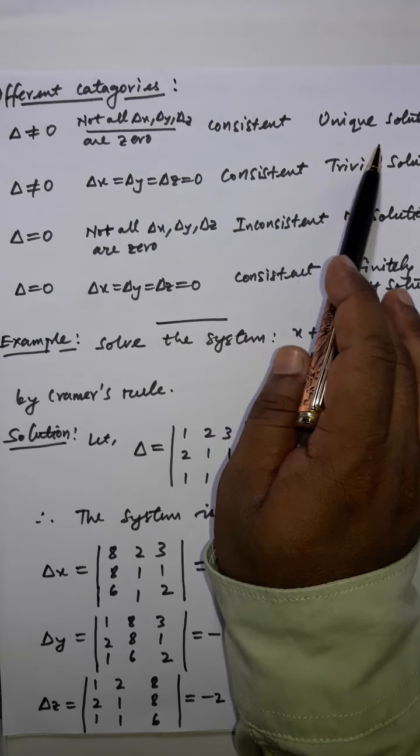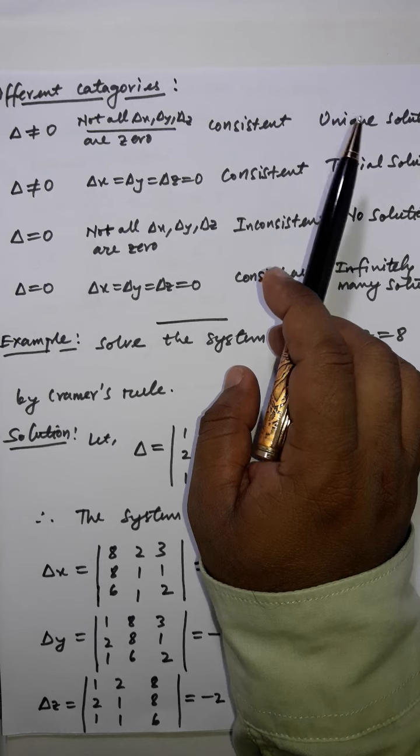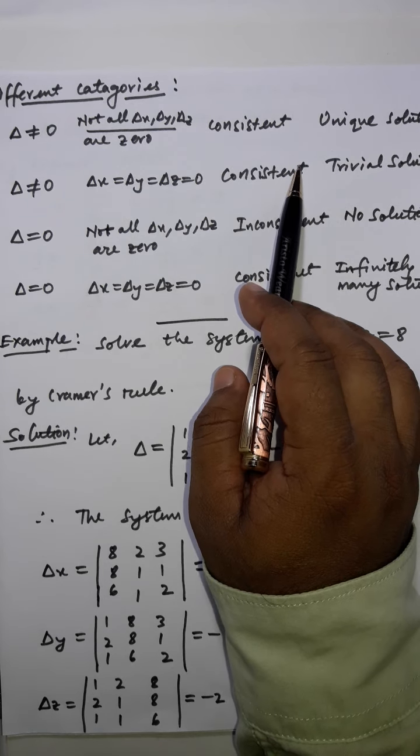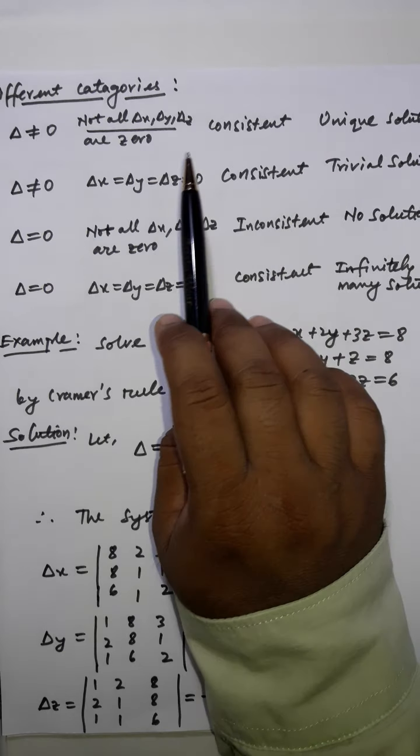Here the solution exists. That means we will definitely get the values of x, y, and z here. And what is the nature of that solution? The nature is a unique solution. That means you will get only one set of values of x, y, and z here. You will not get any repeated values of the same variables.